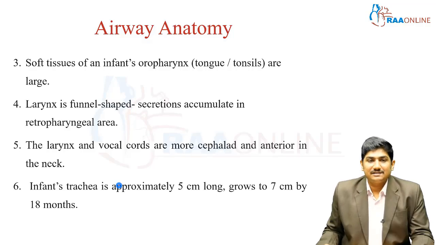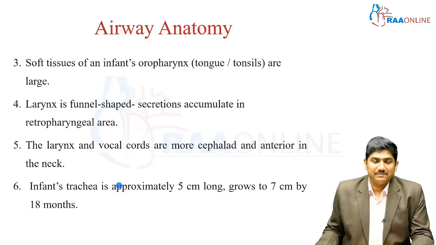The larynx is funnel shaped, so secretions accumulate in the retropharyngeal space, right? The larynx and vocal cords are more cephalad or anterior in the neck. So when you try to intubate, you will not be able to see the larynx or the vocal cords as easily as compared to an adult population, right? Moreover, the infant trachea is approximately 5 cm long. It grows to a maximum of 7 or 8 cm by 18 months.